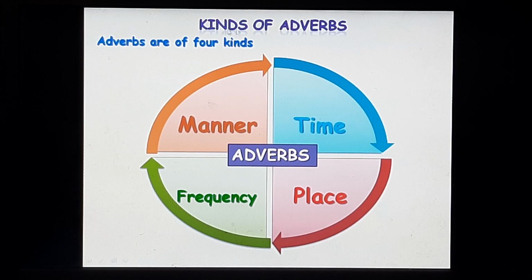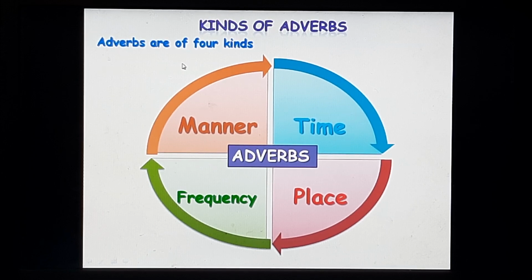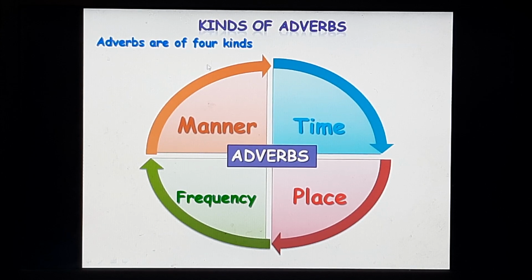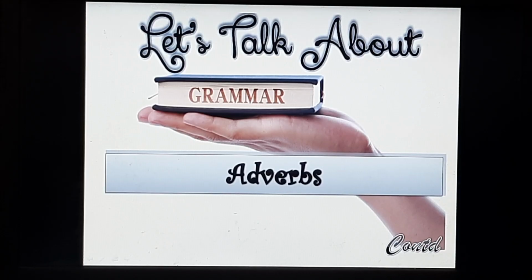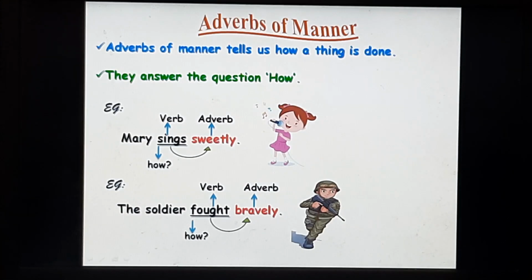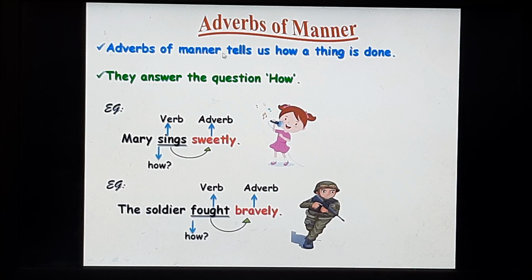Now let's see the kinds of adverbs. Adverbs are of four kinds. Adverb of manner, adverb of time, adverb of place, and adverb of frequency. Let's continue, children, with adverbs of manner. Now, adverbs of manner tell us how a thing is done. They answer the question how. Now, let's look at these examples.